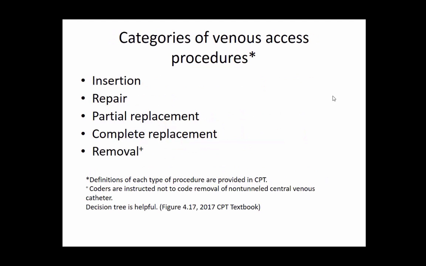The categories of venous access procedures are insertion, repair, partial replacement, complete replacement, and removal. Definitions of each one of these procedures are available in the CPT codebook. Coders are instructed not to code removal of a non-tunneled central venous catheter. There's a decision tree in the 2017 CPT textbook, figure 417, that may be helpful in showing you what we're talking about.